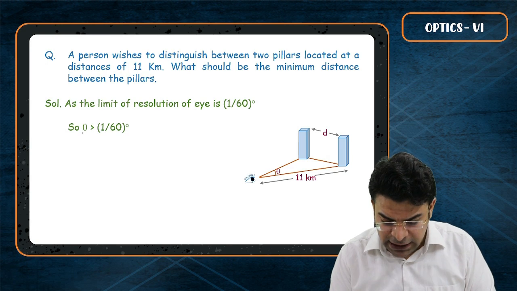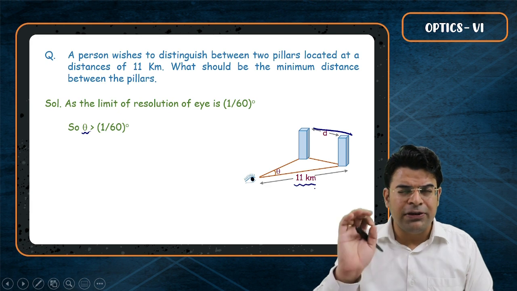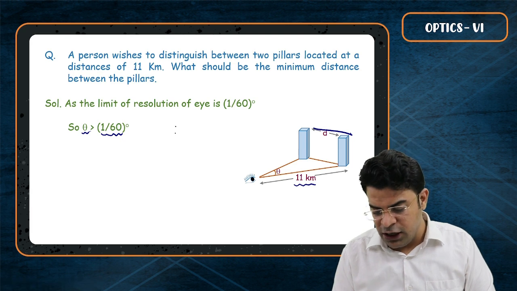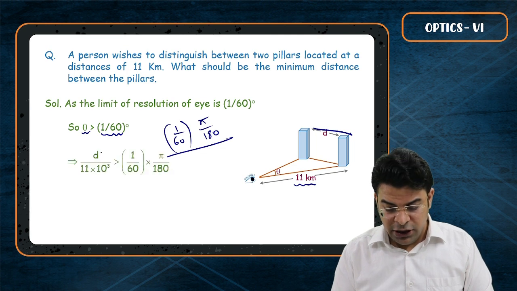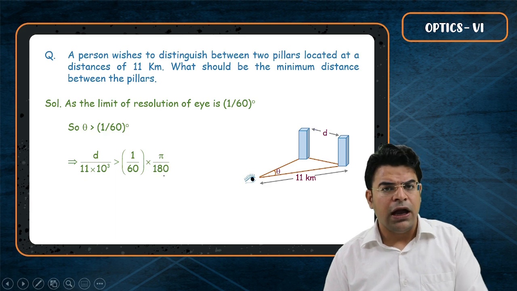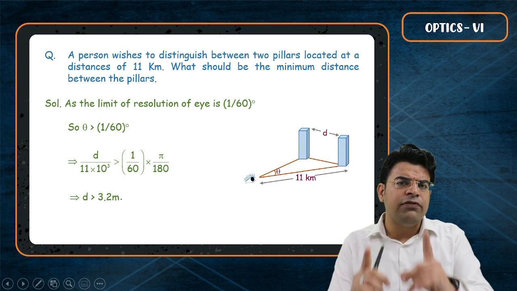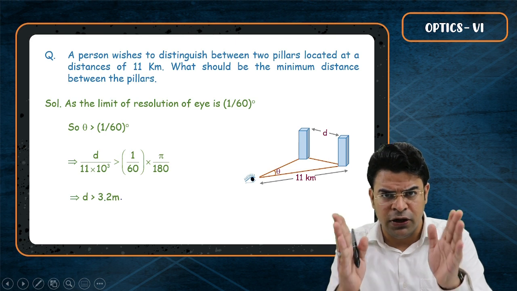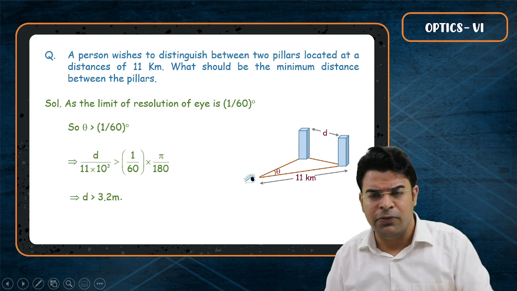Now this angle theta will be nothing but d upon 11 km, and you must convert kilometer into meter. And this angle 1 by 60 degree can be written as 1 by 60 into pi by 180 radian. So you will write d by 11 into 10 raised to the power 3 should be greater than the angle in radian. On solving, you will get d should be greater than 3.2 meter. It means that if the separation between these two pillars is greater than 3.2 meter, you will observe them as two independent, separate pillars. But if the separation between them is less than 3.2 meter, then you will observe one single pillar.